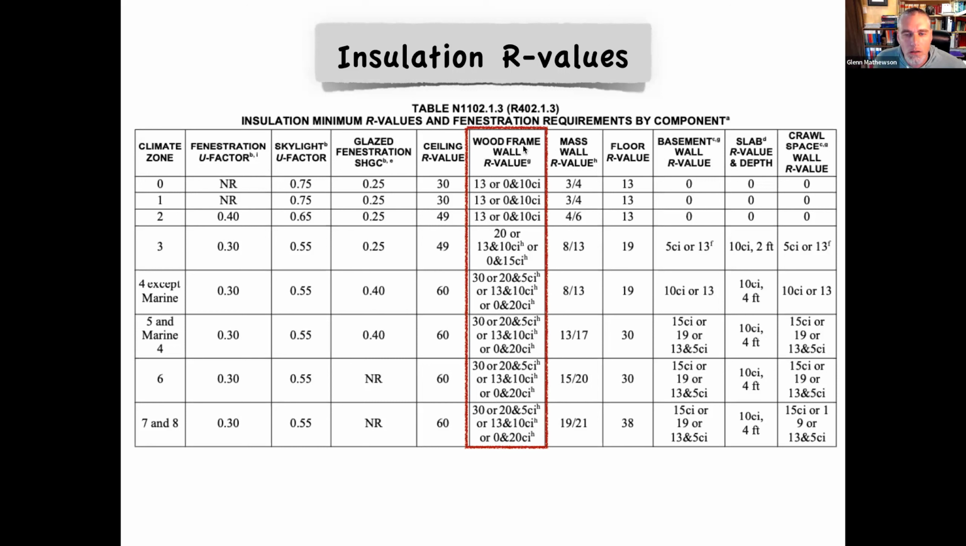Notice what this column says. Wood frame wall R value. So in the U factor table, it was just frame wall, steel or wood. You're going to calculate it. For this table, it's assuming, right? It's already just saying, no, you're building out of wood. We're making it really simple. Most people build out of wood.